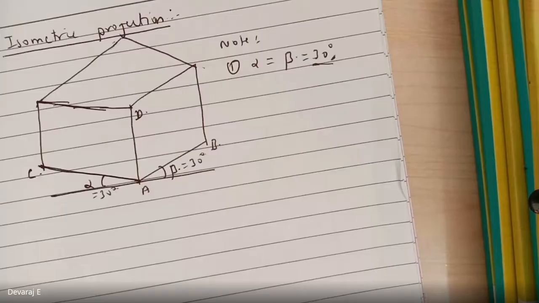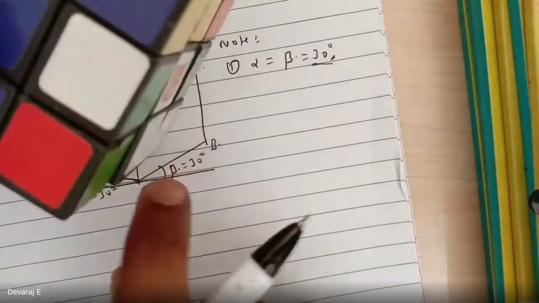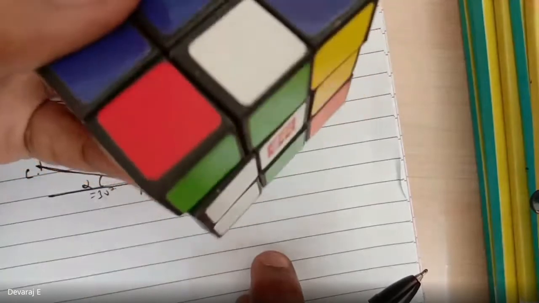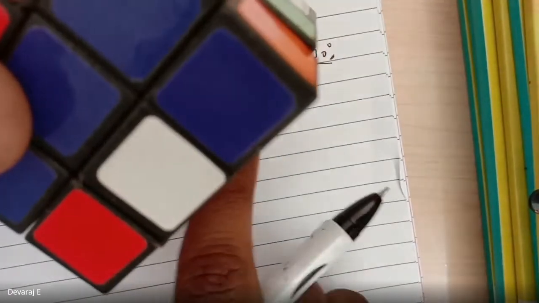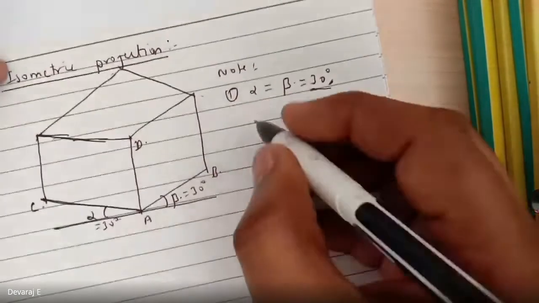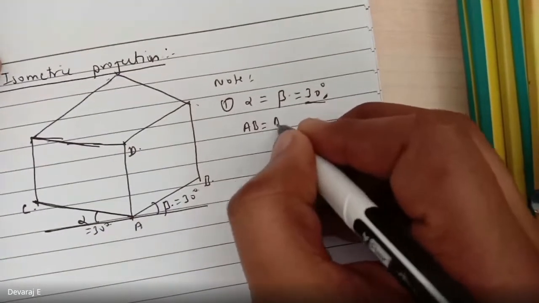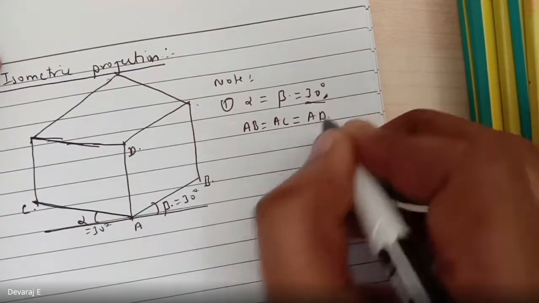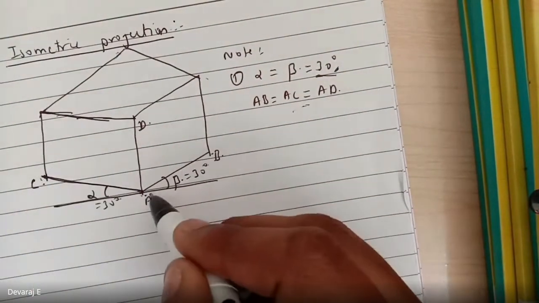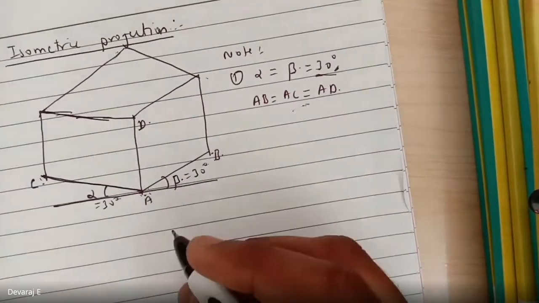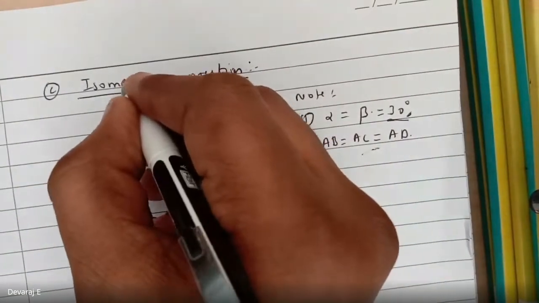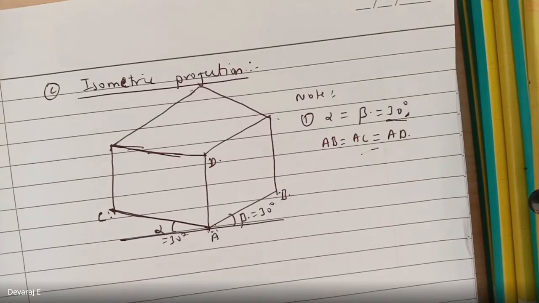Yes, sir. That indicates, say if you're inclining the cube, if you incline this cube, the angle from the reference plane should be 30 degree from each side. And write down AB should be equal to AC and AC should be equal to AD. All the dimensions from AB to AC and AD will be the same. So this type of projection is called as isometric projection. So everyone is clear with this?